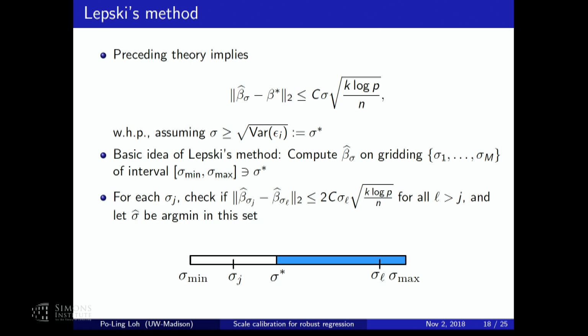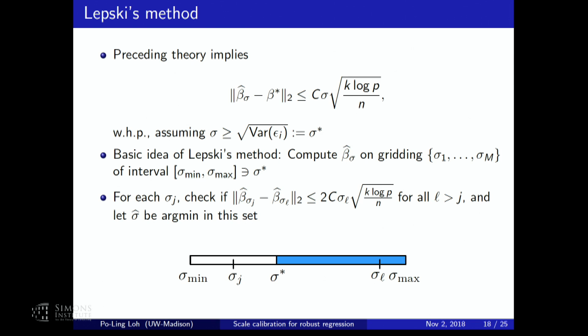And if it so happened that I chose something that was less than sigma star, then the nice thing is that beta hat evaluated at this point is guaranteed to be very close to beta star. All right, so it's not necessarily guaranteeing that the solution I get by doing this screening and choosing the argmin is actually going to be close to sigma star, but it is telling me that beta hat evaluated at that sigma is close to beta hat at sigma star.